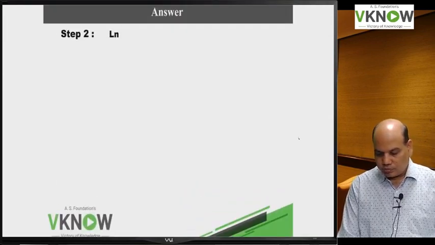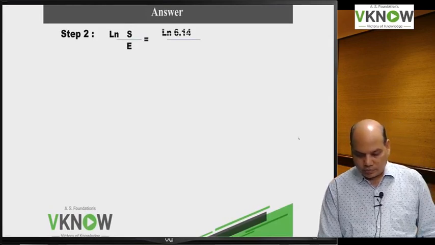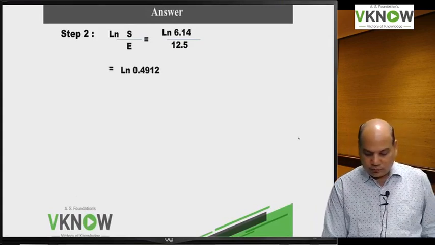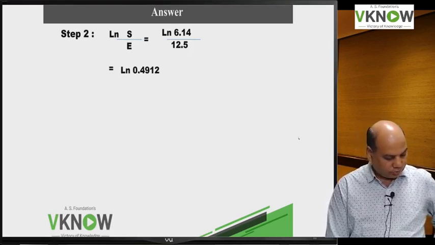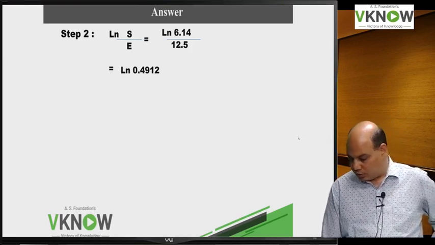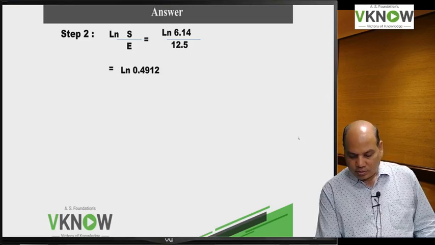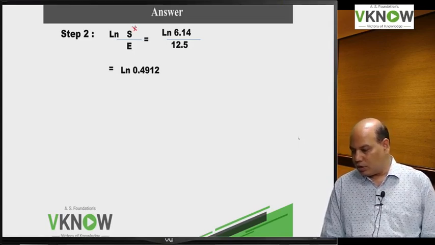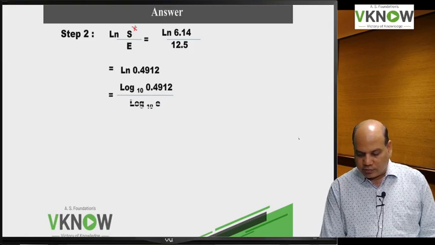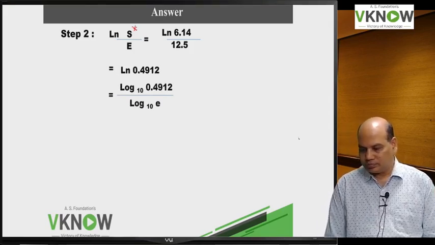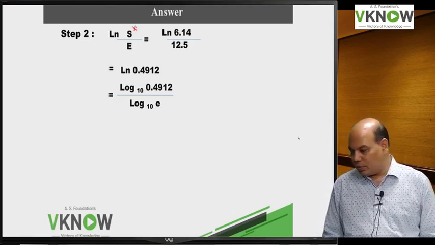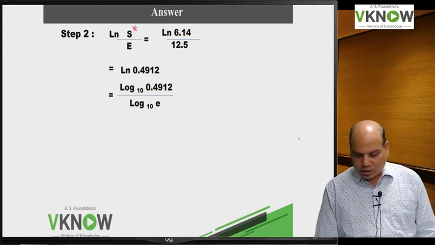Now write down step 2. Natural log of S upon E. Natural log of 6.14 by 12.5. Natural log of 0.4912. I am going to use the adjusted spot price in all calculations now. So that is natural log of 0.4912, which you can write as log with base 10 of 0.4912 upon log with base 10 of e. I hope you are doing it. How to calculate this answer?